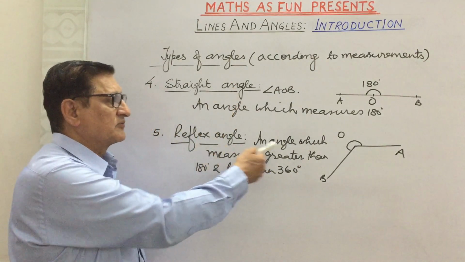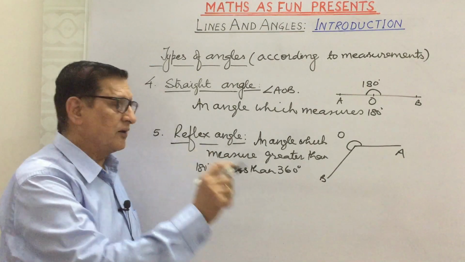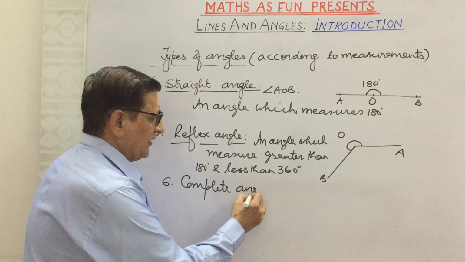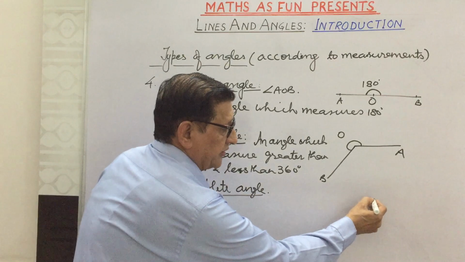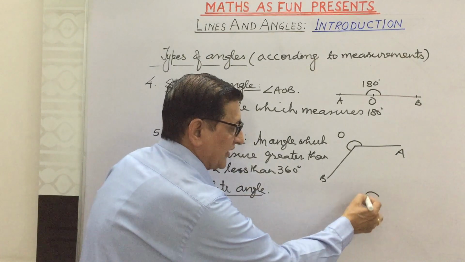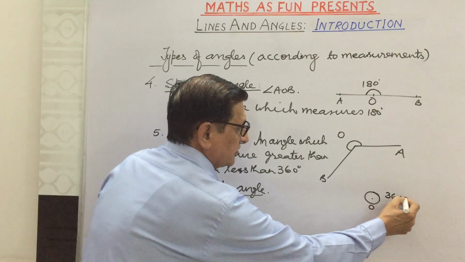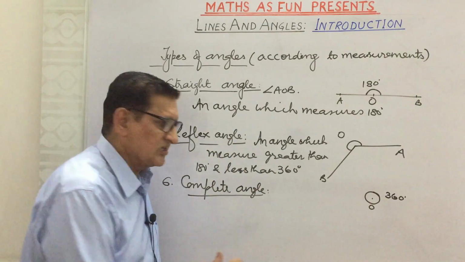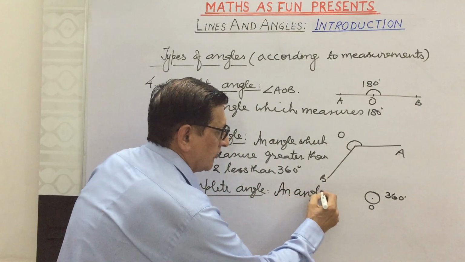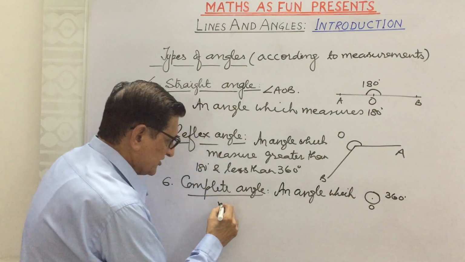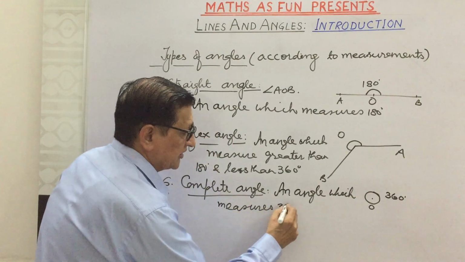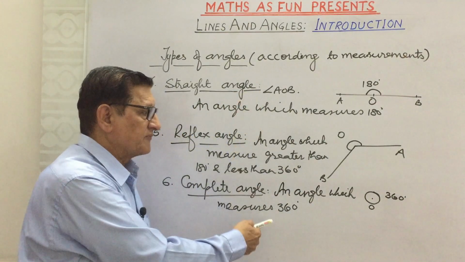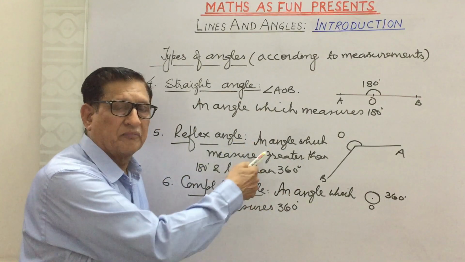Generally we talk about these 5 types of angles only, but one more angle we can add to it, that is known as complete angle. What is the complete angle? See, we have a point. At every point you find the complete angle is of 360 degrees, and this is known as the complete angle. So we say an angle which measures or contains 360 degrees is a complete angle. These are the 6 types of angles according to measurement in degrees.